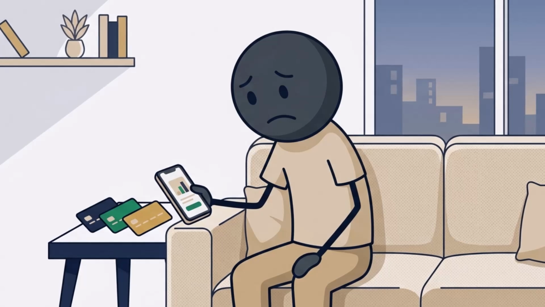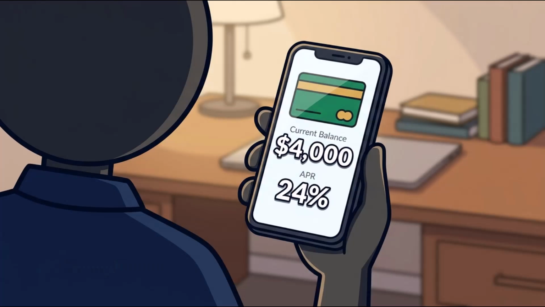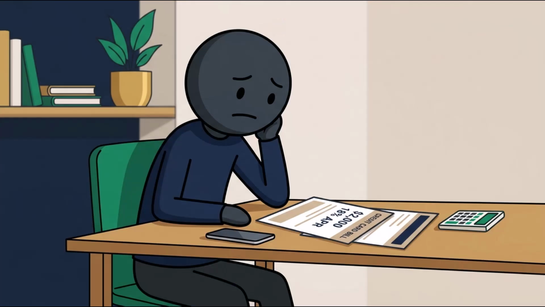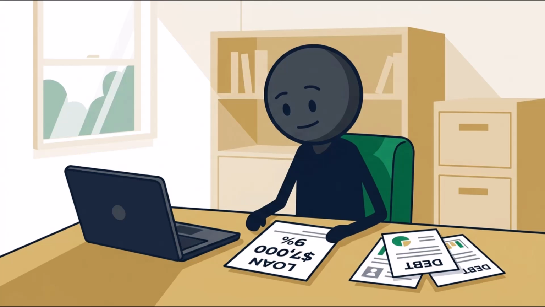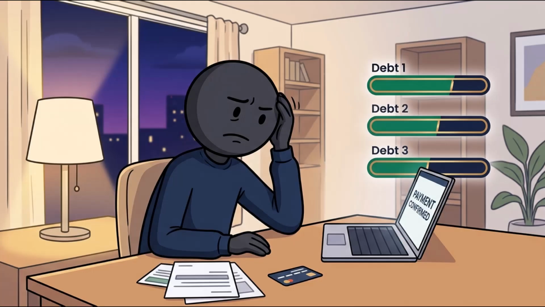Imagine opening your banking app and seeing 3 different debts. One credit card has a balance of $4,000 at 24% interest. Another card has $2,000 at 18%. And you also have a $7,000 personal loan at 9%.